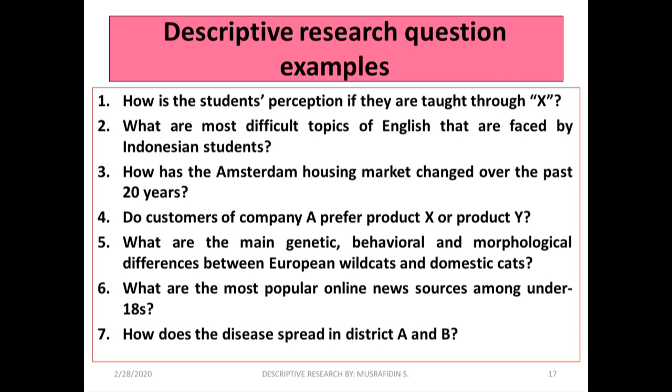Number 7, how does the disease spread in District A and District B? In this case, you just explain how the disease spread in District A and District B, but you don't answer the question why in District A the disease spreads like this and in District B like this. No, you only need to explain the process of spreading in District A and District B. So those are examples of questions dealing with descriptive research.